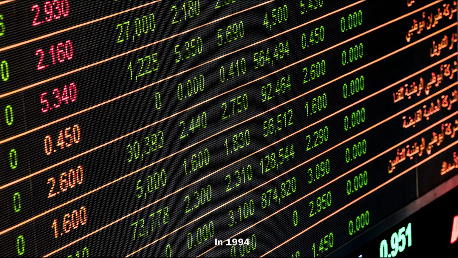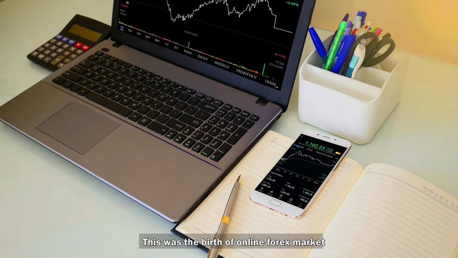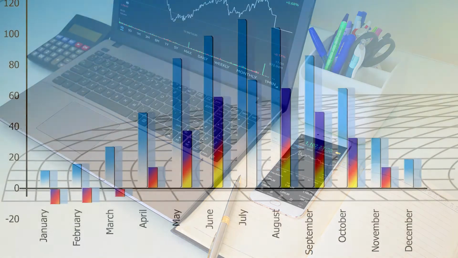In 1994, the first currency was traded digitally for the first time. This was the birth of the online Forex market, which was adopted quickly as people would make money much faster.